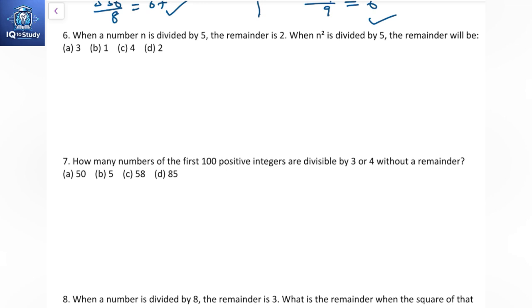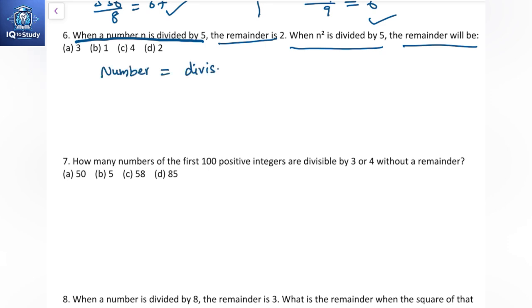When a number n is divided by 5, the remainder is 2. When n square is divided by 5, the remainder will be? We know that number is equal to divisor into quotient plus remainder. According to the question, n is equal to 5 into q plus 2.